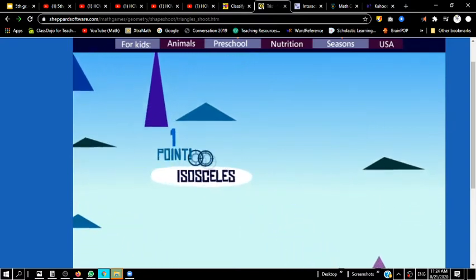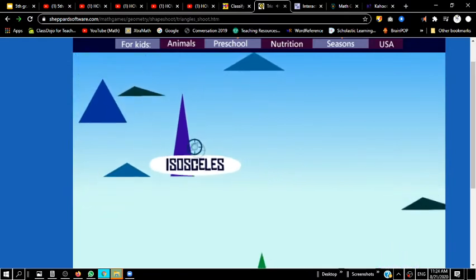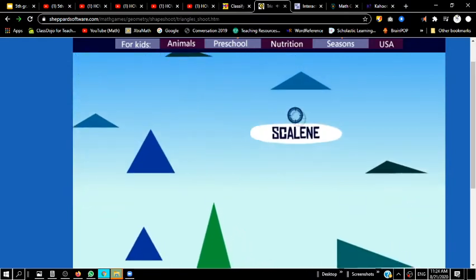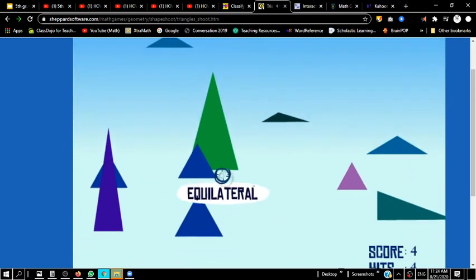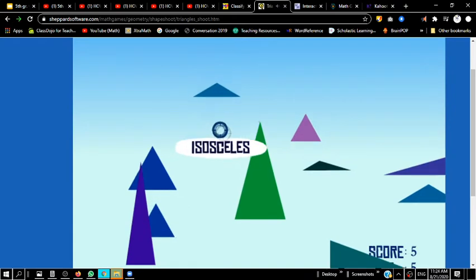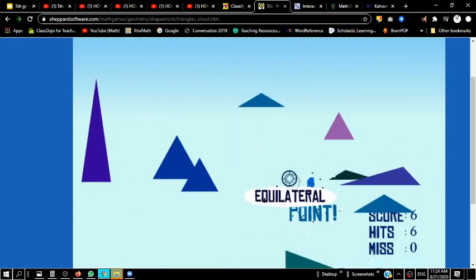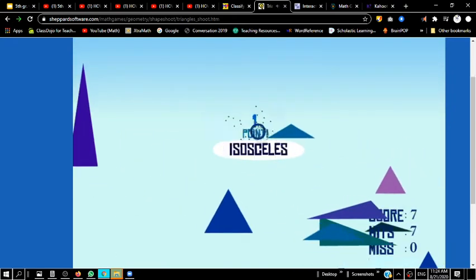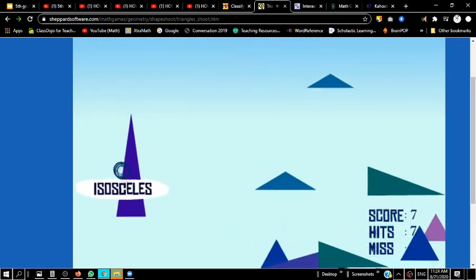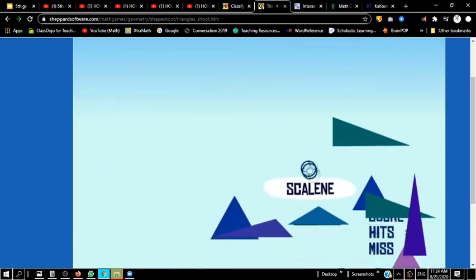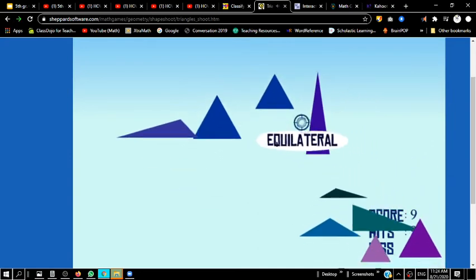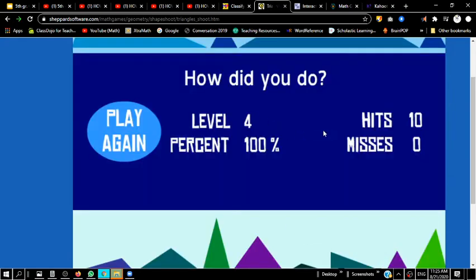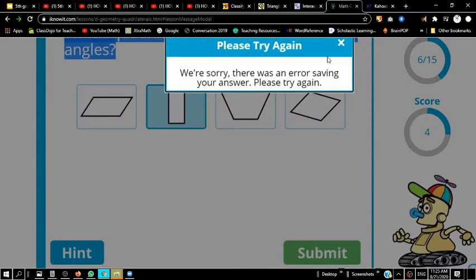Oh, there's a scalene. Okay, here's my isosceles triangle. And my scalene again, here we go, that smaller one. Equilateral is all the same. Isosceles has two sides that are the same. Equilateral is all the same. Isosceles, scalene, equilateral. All right, we got 100%. Nice job.